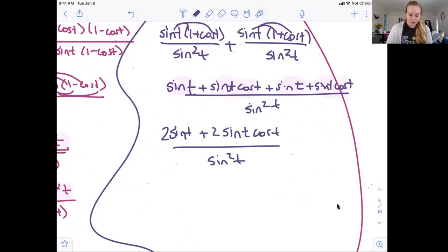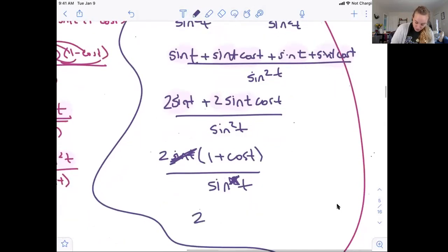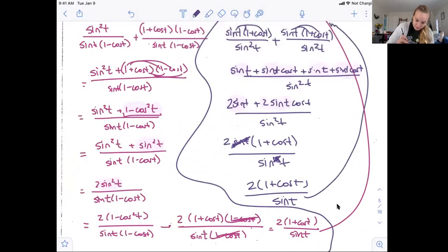We're almost there. Do you see now how I've got two sine in each of these, two sine there and two sine there? We can factor out a two sine, and I'm left with 1 plus cosine over sine squared t. And then now if I cancel a sine on top and on bottom, I have 2 times 1 plus cos t over sine t, which is the same as up here.